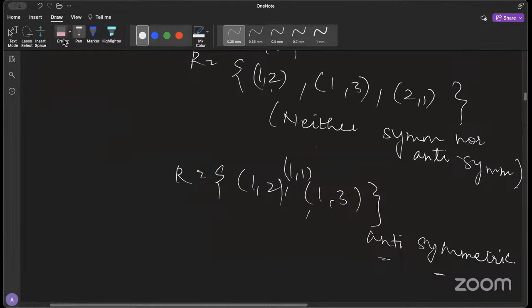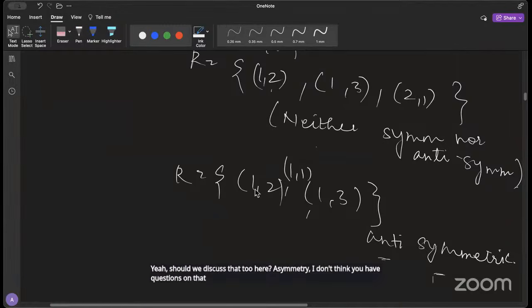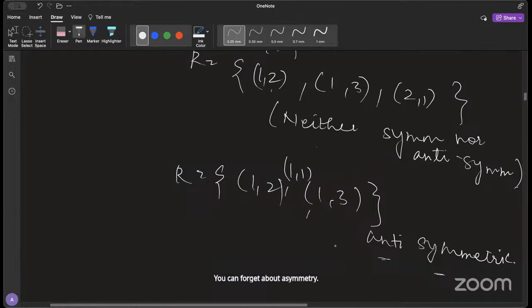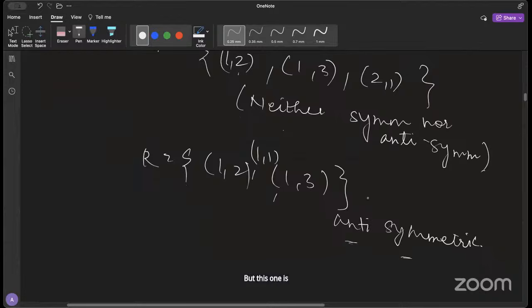Is there any term called asymmetry? Should we discuss that too here? Asymmetry, I don't think you have questions on that. Do we have questions on that? No, there are no questions on asymmetry. So you don't need the definition then. You can forget about asymmetry. But this one is anti-symmetric.